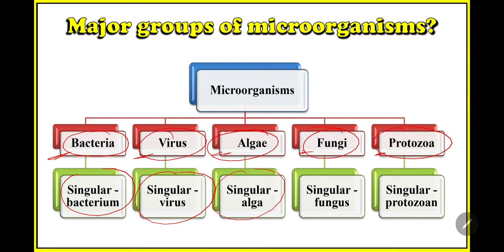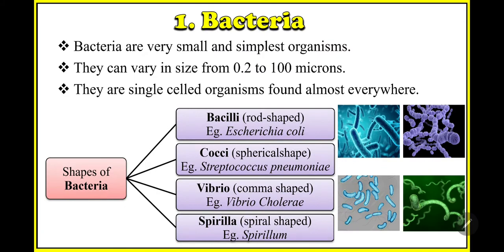Bacteria in singular is bacterium. Virus in singular is virus. Algae in singular form is alga. Fungi is fungus, and protozoa is protozoan. Just remember these five basic groups of microorganisms. First is bacteria, then virus, then algae, fungi, and protozoa. So what are these bacteria? What is bacteria?